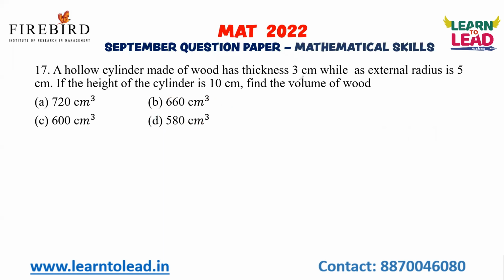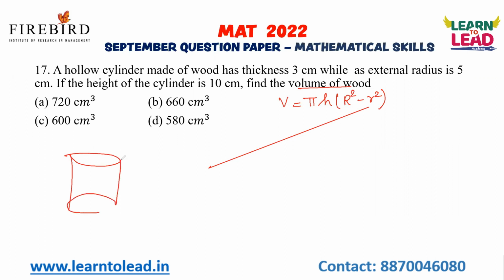Hollow cylinder. Okay, then I'll come to know it is a question based on hollow cylinder. And they're asking the volume of the wood. The volume formula for a hollow cylinder is pi h into capital R square minus small r square. Now see the question. A hollow cylinder made of wood has thickness 3 centimeter. The external radius is 5 centimeter. The height of the cylinder is 10 centimeter. Find the volume of the wood.